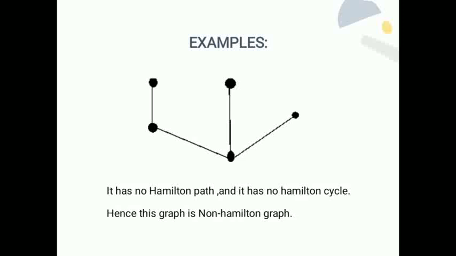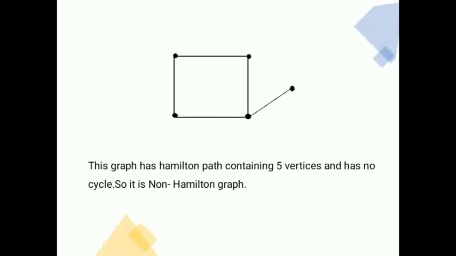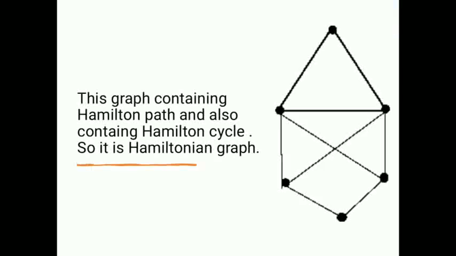In this graph, you are not able to find a Hamiltonian cycle. Though it is connected, no cycle exists, therefore it is known as a non-Hamiltonian graph. Here is another graph. This graph has a Hamiltonian path, containing all 5 vertices, but it has no cycle. So it is also a non-Hamiltonian graph. In this graph, you can find a Hamiltonian path, and it also contains a Hamiltonian cycle. Therefore, this is an example of a Hamiltonian graph.